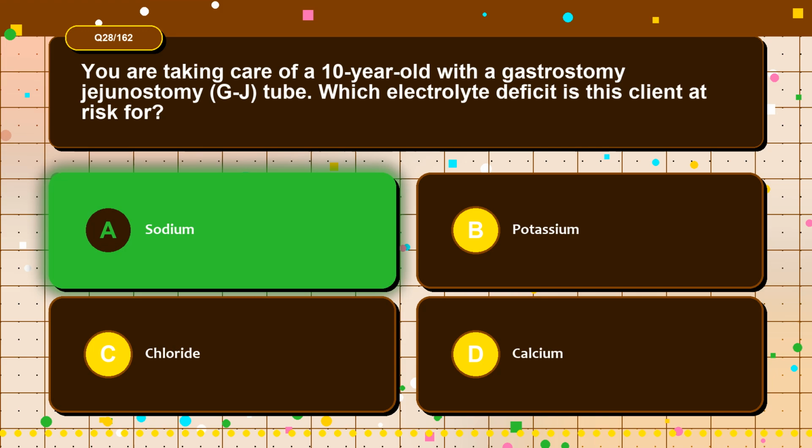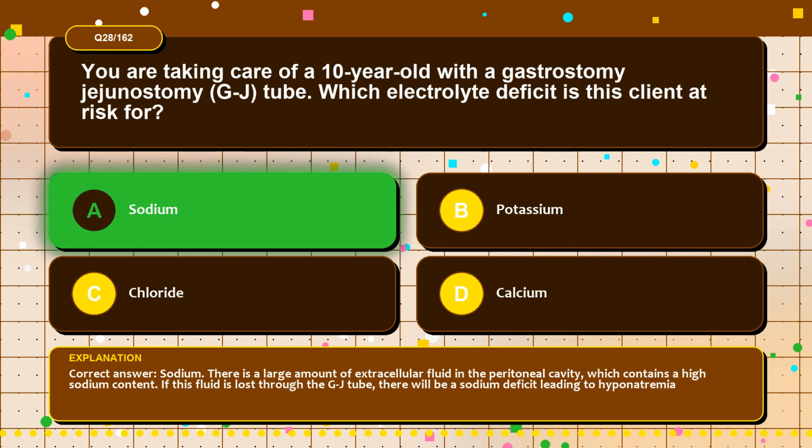The correct answer is option A. Sodium. There is a large amount of extracellular fluid in the peritoneal cavity, which contains a high sodium content. If this fluid is lost through the GJ tube, there will be a sodium deficit leading to hyponatremia.